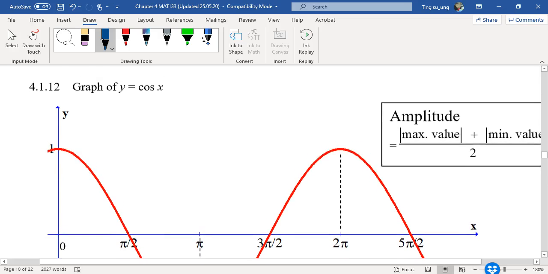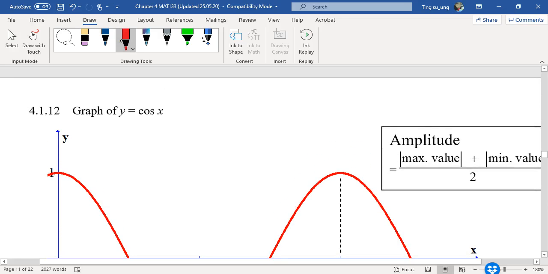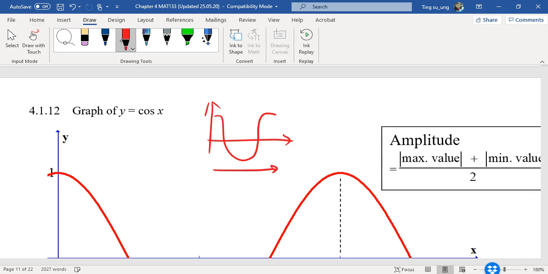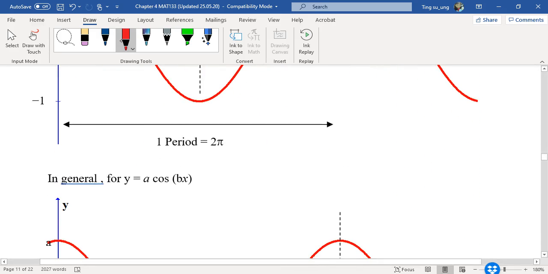So how does the cos look like? For a cos, you have this, right? You have this. Okay, so a full period. Again, this will be the amplitude, for y equal to cos x.